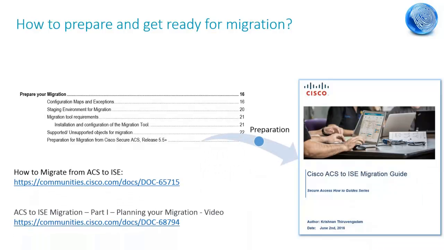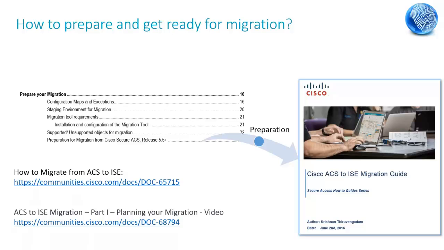Here is the agenda for this discussion. First, we will discuss the configuration areas and map the location between ACS and ISE to figure out where to go in ACS and ISE for configuring certain objects and certain areas.